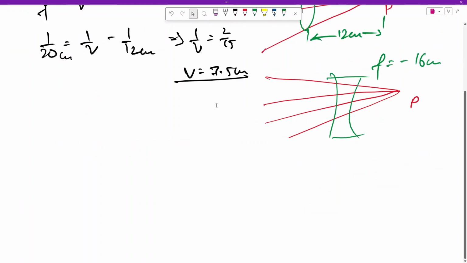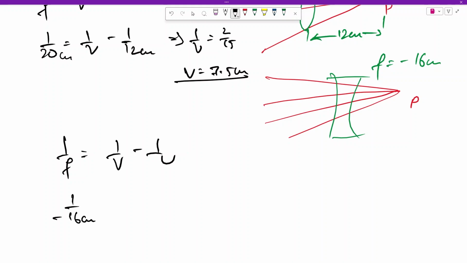Here again, we have to find out the distance where will the light converge. So here again, we will use the lens formula, that is 1 by f equals 1 by v minus 1 by u. Now the focal length in the case of concave lens is negative. So we will use 1 by minus 16 centimeter equals, we have to find out the image distance, 1 by v minus object, that is virtual, and it is again 12 centimeter away from the pole of the lens. And the distance is going to be positive, so we will use 12 centimeter over here.